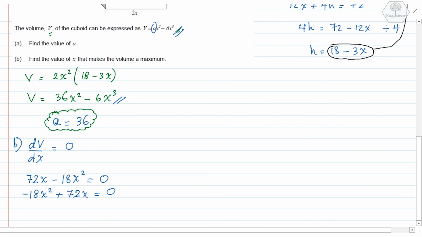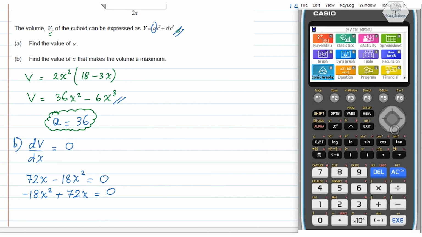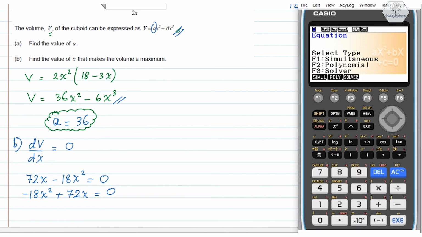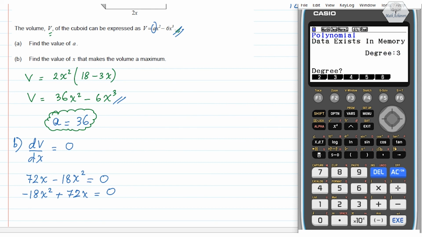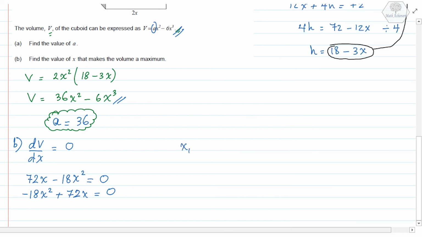Now we'll use our graphical display calculator. We go to menu and we go to equation. In the equation, I'll choose polynomial because this is a polynomial, and degree of 2 because it's squared. A, which is the coefficient of x squared, is minus 18. B is 72. And the value of C is 0 because I don't have any constant, and I execute. I'll have x1 to be equal to 4, and the value of x2 is equal to 0.